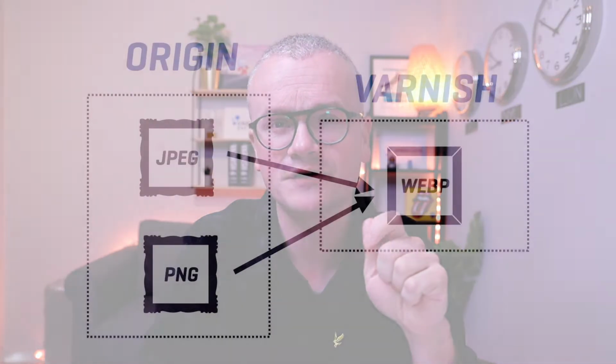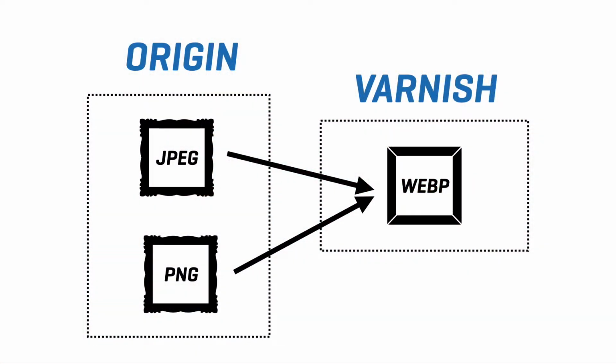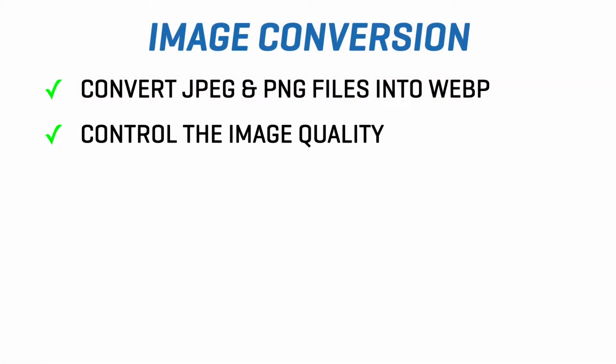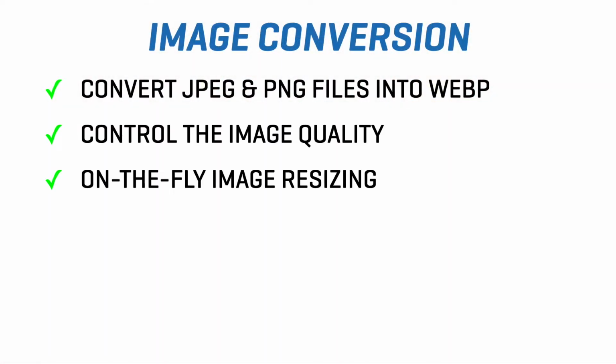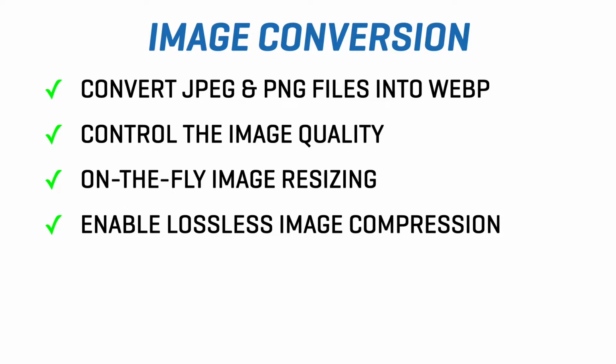It's a video series where we highlight a specific module from the larger VMOD ecosystem, and in this month's episode we'll be looking at VMOD image. And as that name implies, we'll be handling images, more specifically converting JPEGs and PNGs that were sent by the origin into WebPs in Varnish. The conversion into WebP through VMOD image also allows us to control the quality of the image. We can do on-the-fly image resizing, and we can also enable lossless image compression.